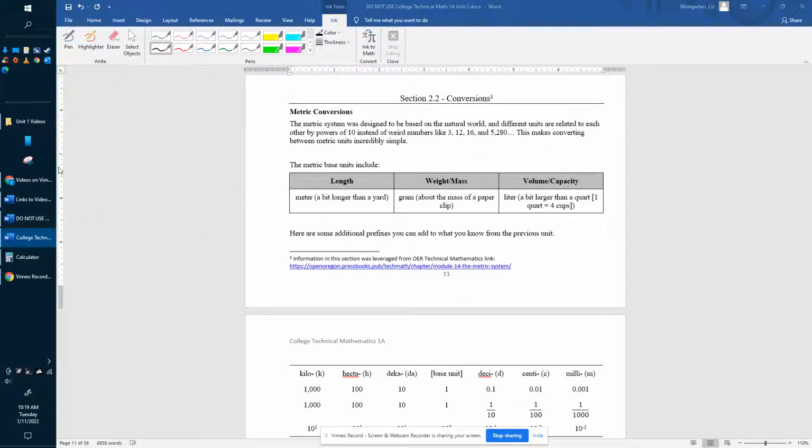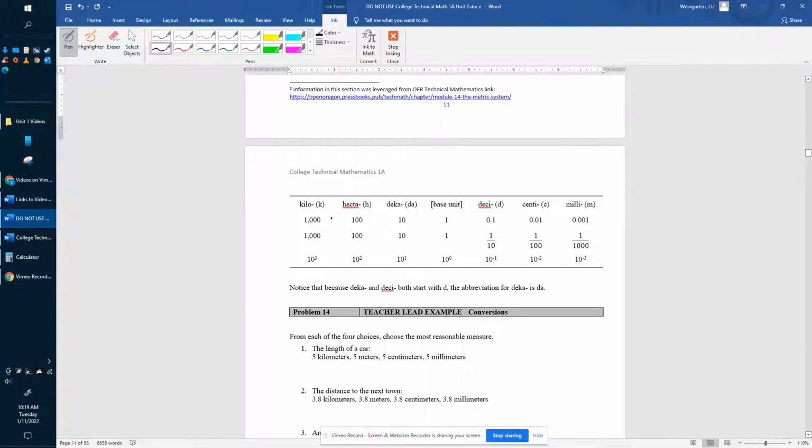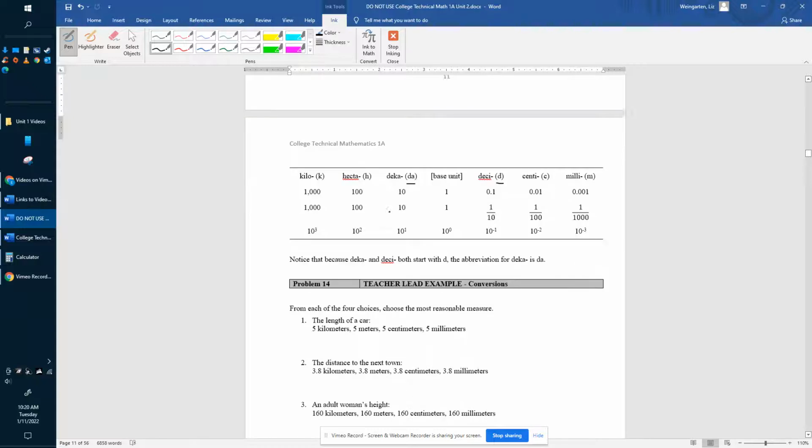Metric conversions are the more simple of the two. They're a lot nicer than the US conversions because we are only talking about powers of 10. In addition to what we had shown in engineering notation, we have kilo, hecto, deca, our base unit, deci. Notice that deca is DA, deci is simply a D. Centi and milli. Some of these you may recognize: kilometers, kilograms, centimeters, millimeters. These are all pretty familiar concepts.